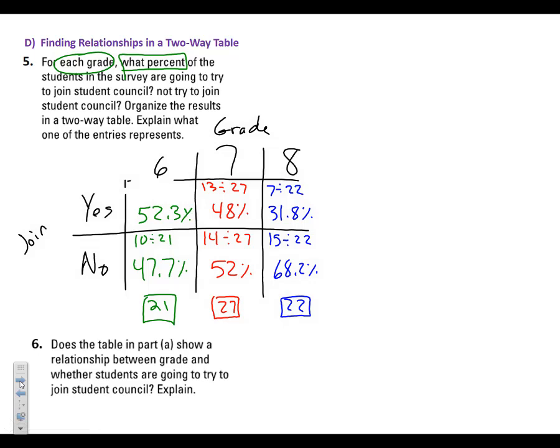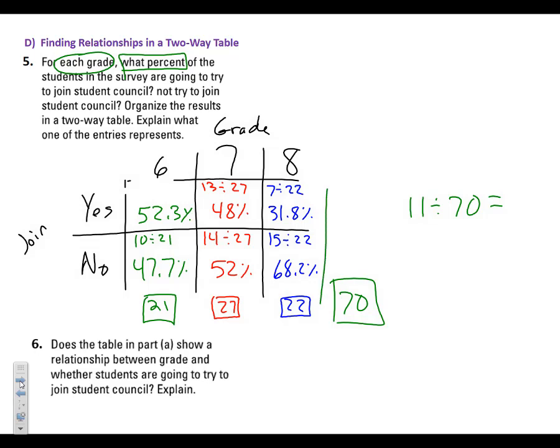You know, 70, what did we say? 70 students were surveyed total. You could say of all students, how many sixth graders said they were going to join? So then you would have said 11 divided by 70 to find out what percent of all students surveyed were sixth graders who said yes, they were going to join. So all depending on how the question is asked depends on what you're going to do.